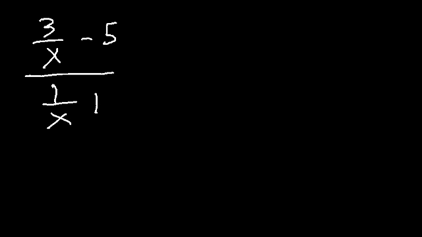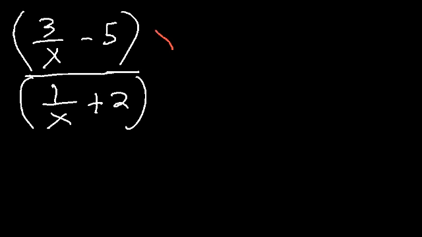Now let's try another example. 3 divided by x minus 5 divided by 1 over x plus 2. So go ahead and try this example and simplify. So let's use the same technique as the last example. Let's multiply the top part of the big fraction and the bottom part by x.